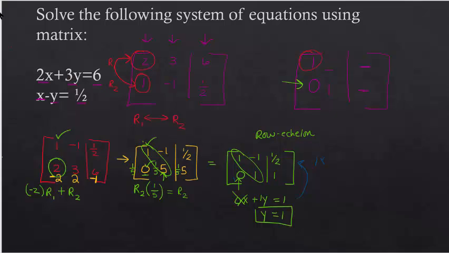So we have 1x minus 1y, but we know that y is 1, equals 1/2. So x minus 1 equals 1/2. So x equals 1 plus a half, which is 1.5. All right, so our solution to this set of equations is x is 1.5 and y is 1, or it's (1.5, 1).